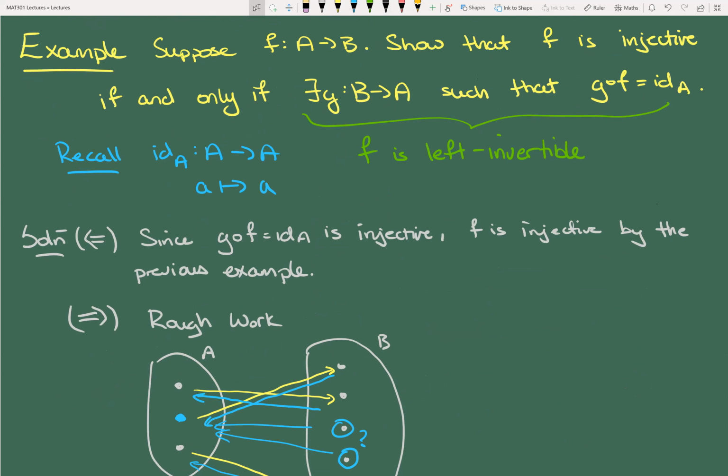So f is injective if and only if the function has a left inverse, then g is surjective if and only if what? Has a point. Yeah, that's true. So that's the definition of surjective, right?